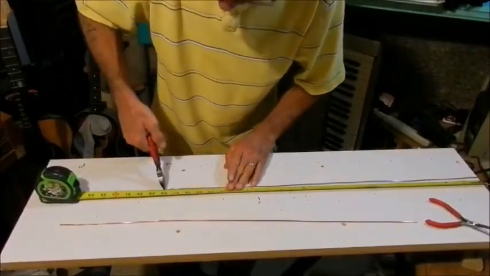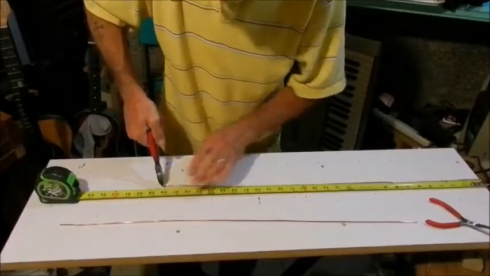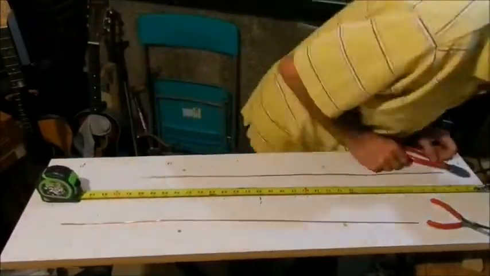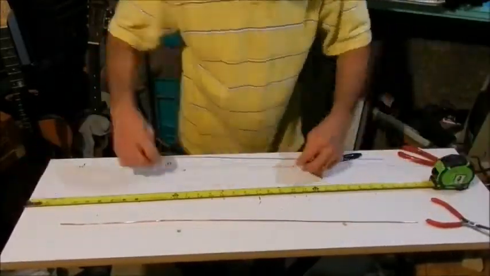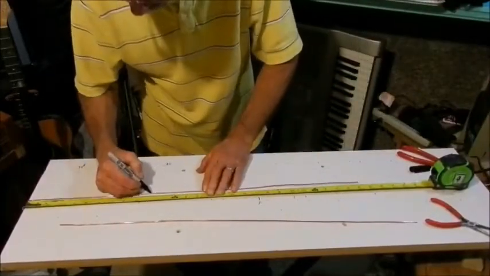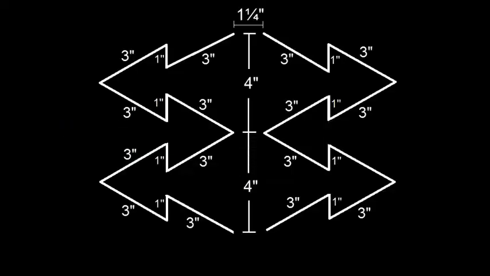First, we'll cut our wires at 28 inches long. Now let's speed things up a bit. Using a Sharpie, I'll mark the wire starting from the center and working out with these measurements. These measurements are relative to their distance apart from each other. Here's the diagram for a better reference. Feel free to take a screenshot.